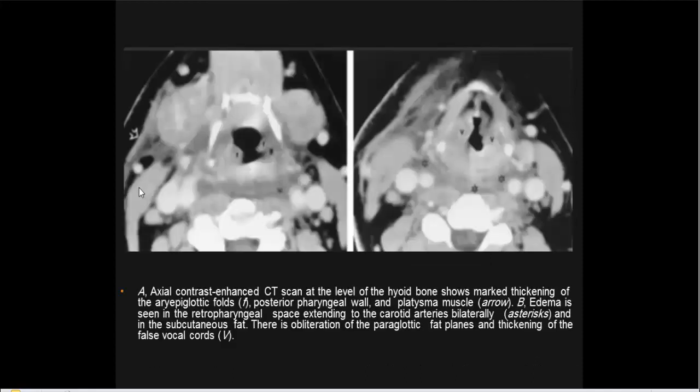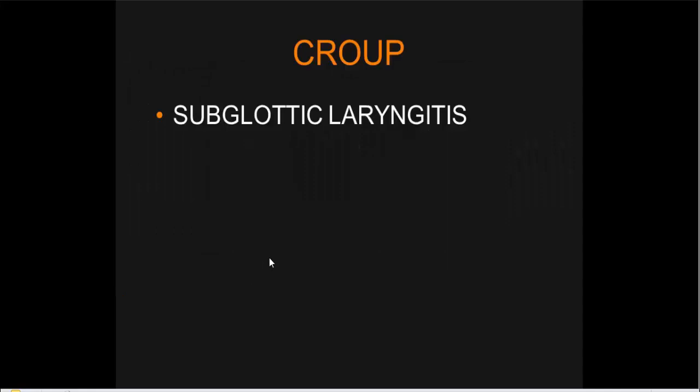This is epiglottitis. Axial contrast CT at the level of the hyoid bone shows marked thickening of the aryepiglottic fold, the posterior pharyngeal wall and the platysma muscles. We see here edema in the retropharyngeal space extending to the carotid artery bilaterally, and thickening of the false vocal cord. This is epiglottitis.